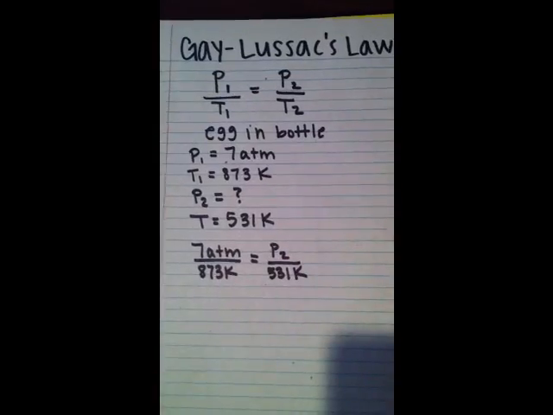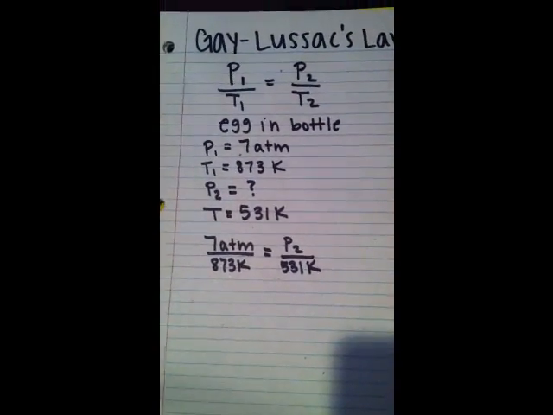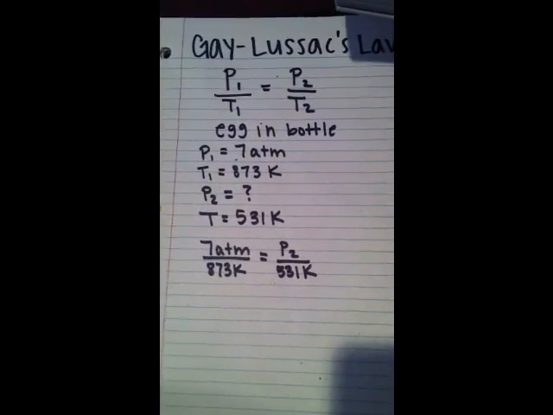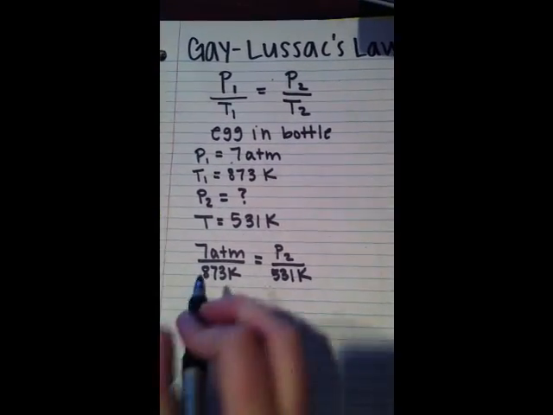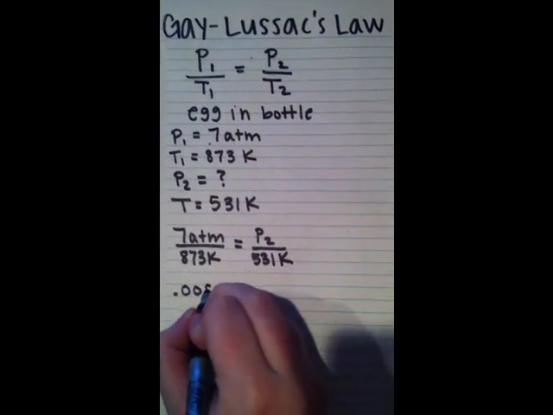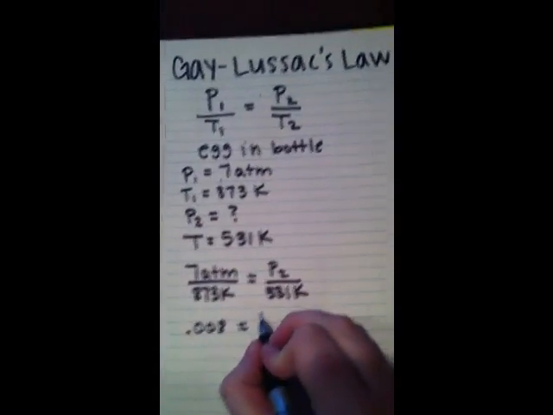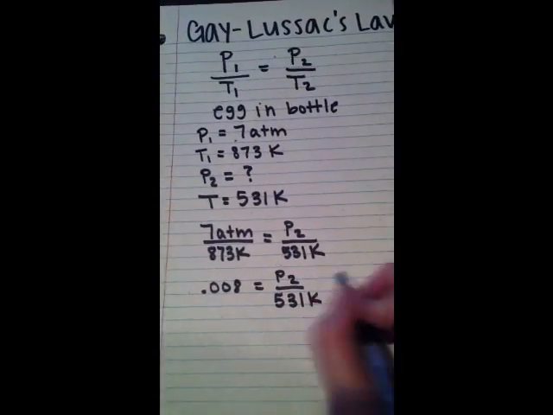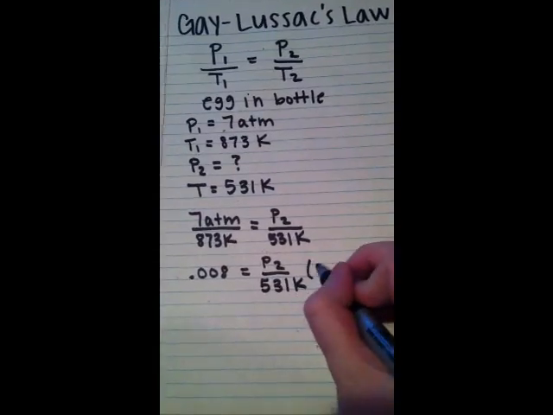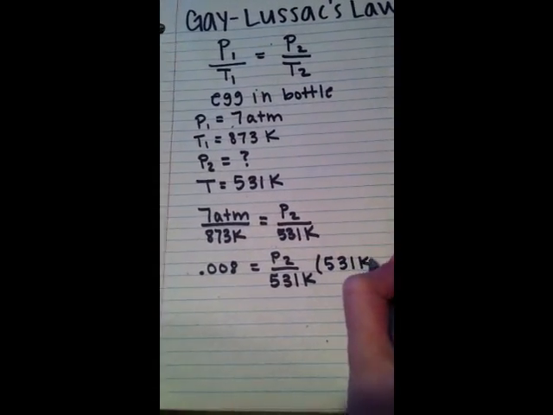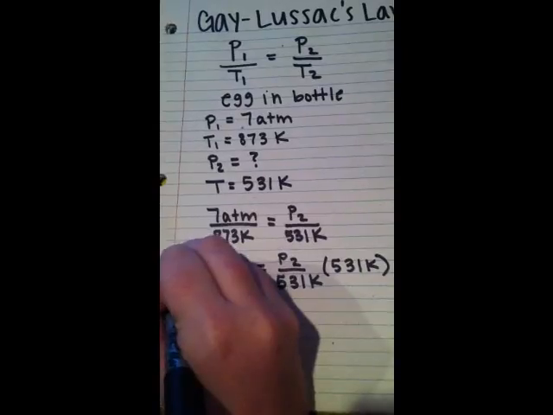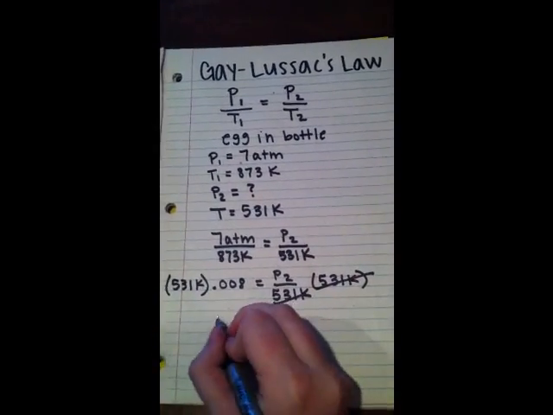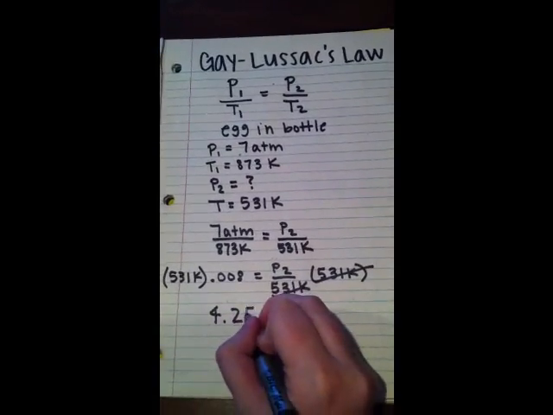Now here's our equation we have set up. First thing we want to do is divide 7 atm by 873 K. That is 0.008. And set that equal to P2 over 531 K. And now we're going to want to multiply both sides by 531. And that gives us 4.25 equals our final pressure.